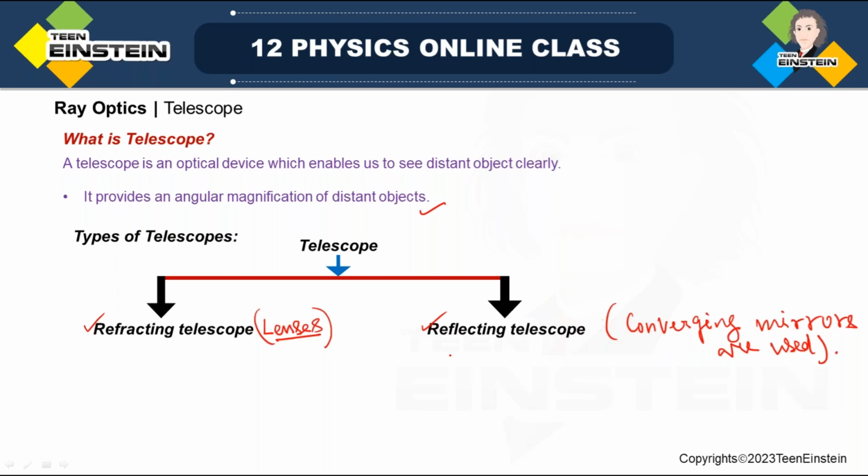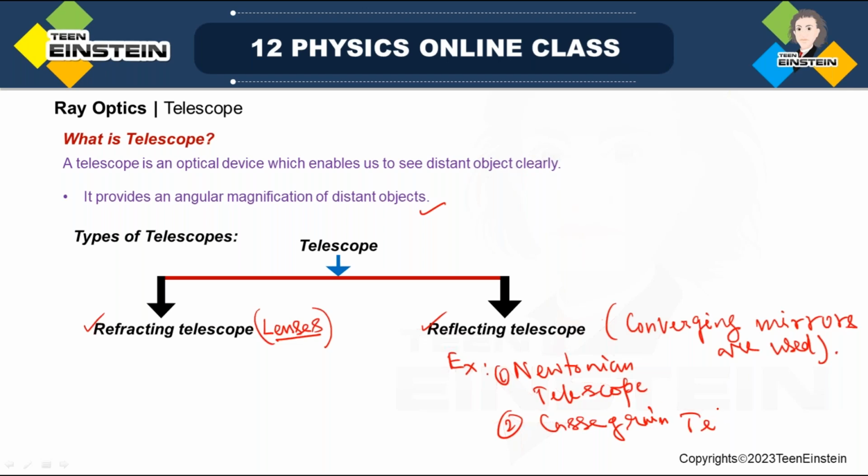Some examples of reflecting telescope are the Newtonian telescope and Cassegrain telescopes. These are reflecting type, where converging mirrors are being used.